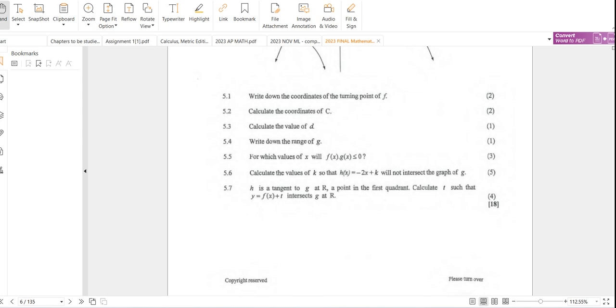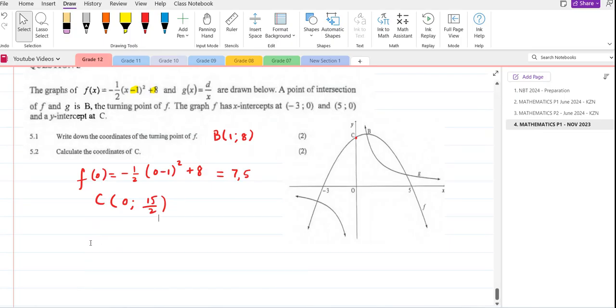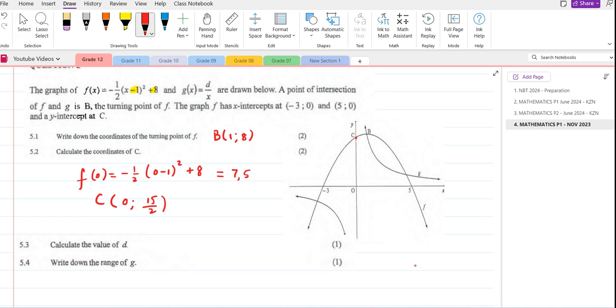Calculating the value of D. What is D? How can I go and find the value of D? To find the value of D, you can take one of the points that lies on the hyperbola, like in this case, (1, 8), and substitute it into this equation.